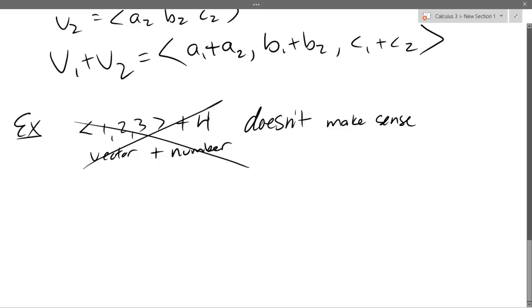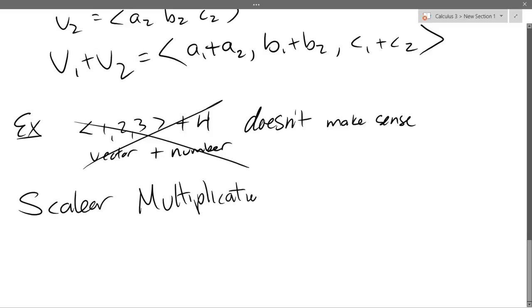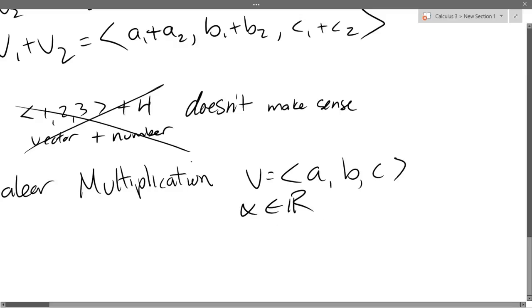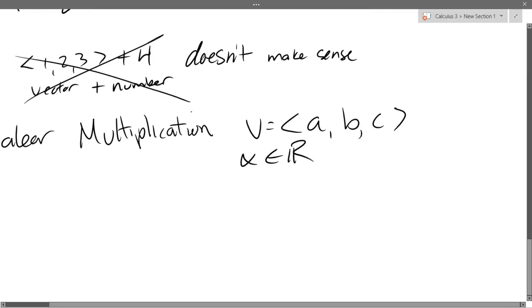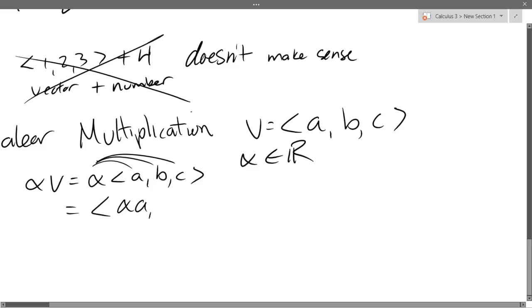I don't think I need to do a vector addition example. That's too easy. So our first multiplication will be scalar multiplication. We'll take our vector, A, B, C, and alpha will be a number. So v is ABC, alpha will be a real number. So you can multiply alpha times v. And what makes sense here, you're basically distributing that number to all pieces right here. So this will be alpha A, alpha B, alpha C. That's scalar multiplication.